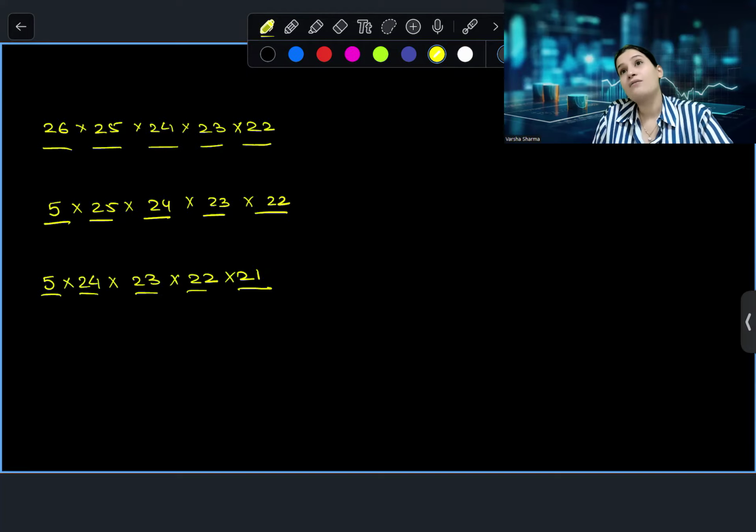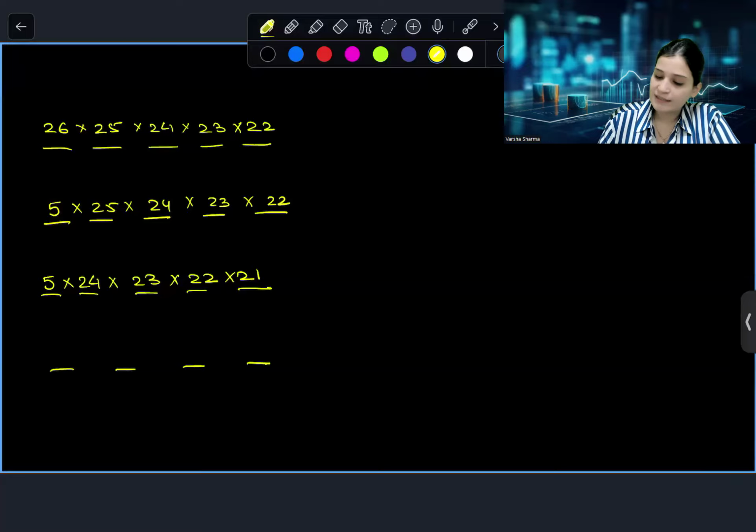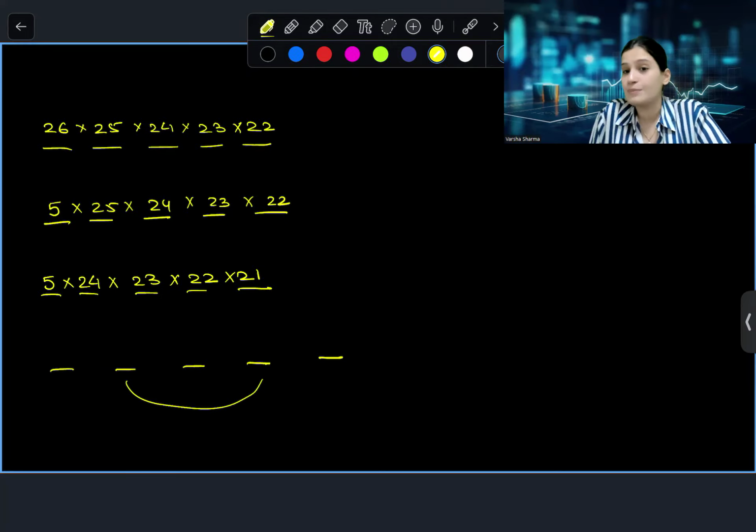Suppose it is said that the vowels occupy even places. Same 5-letter word. The vowels occupy even places, and consonants occupy odd places. So, how many even places are there? Only 2. The second and the fourth position are the even positions.